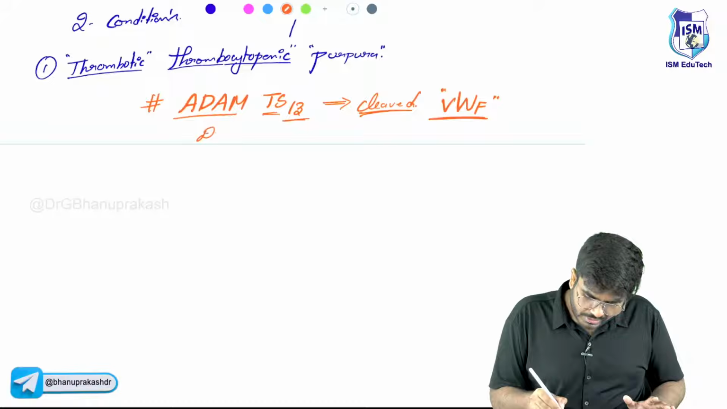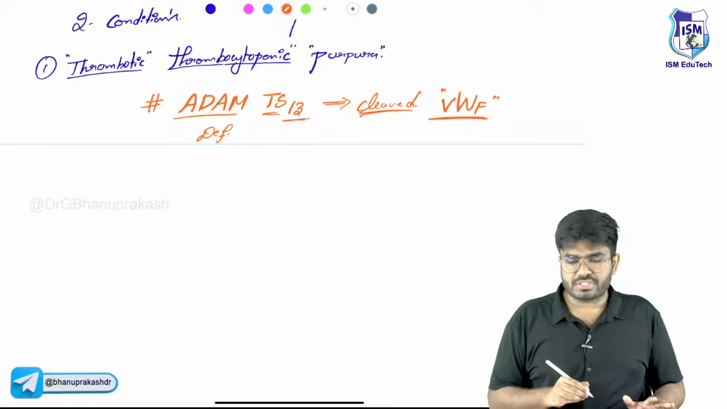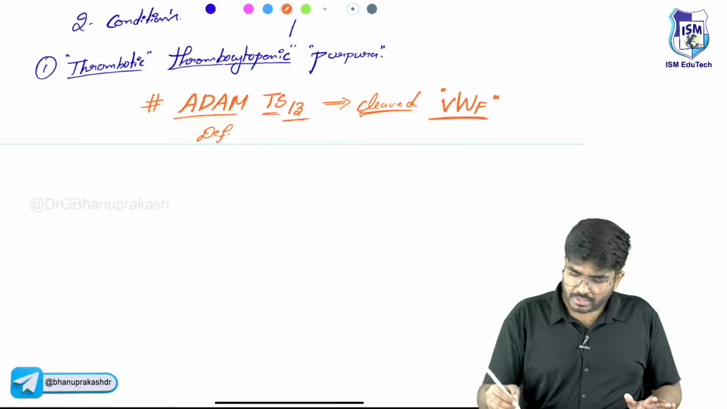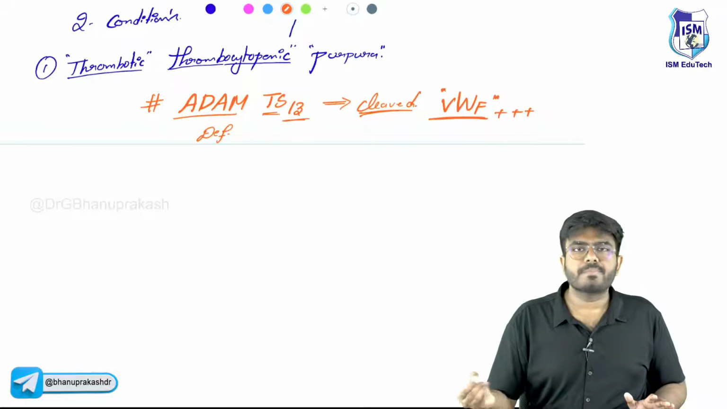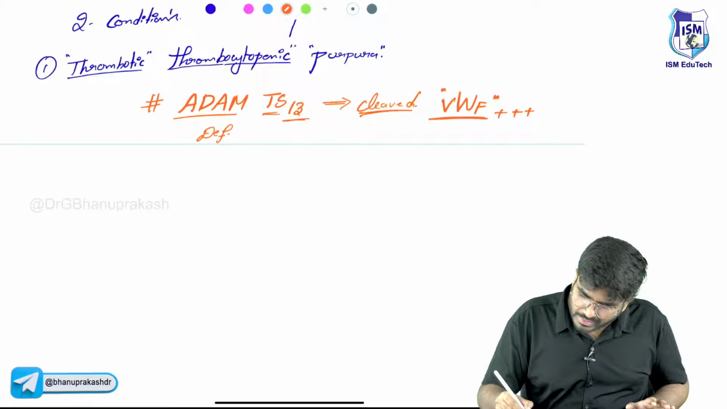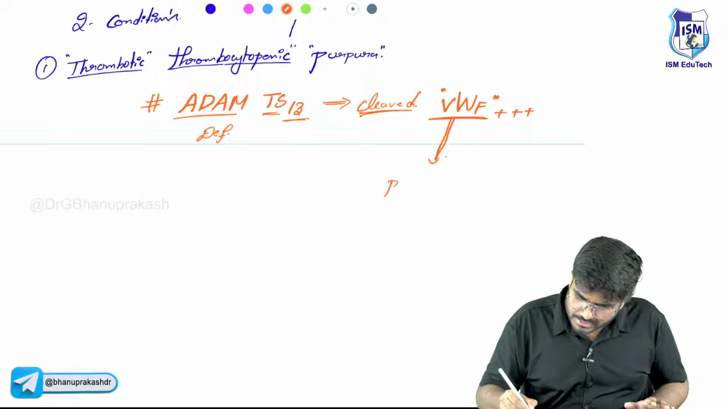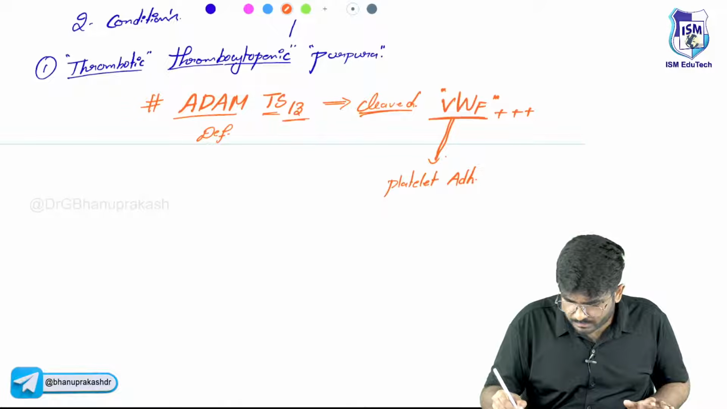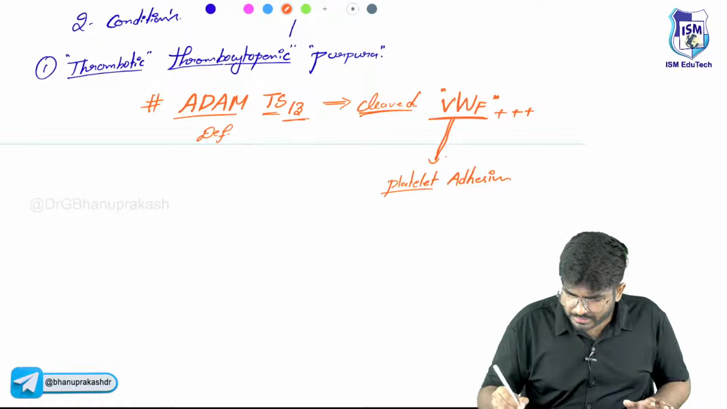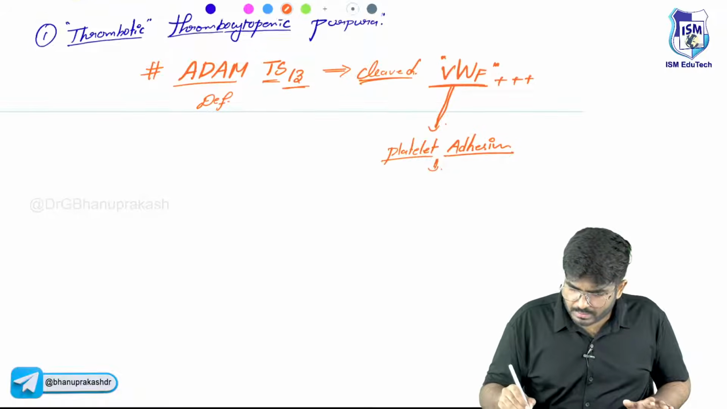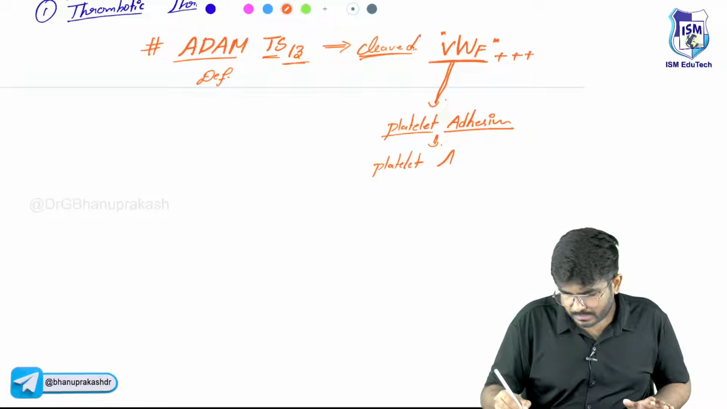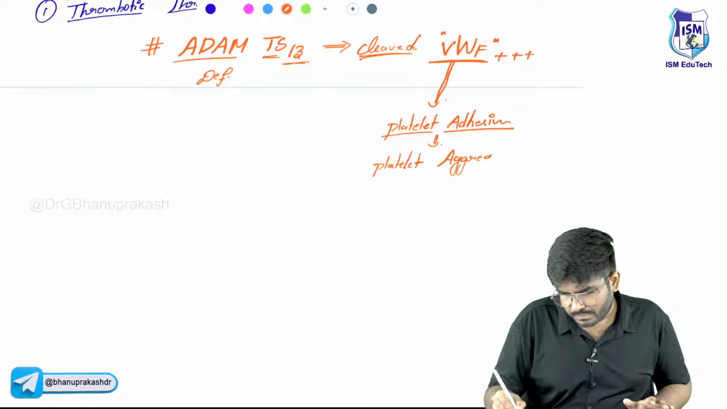Now this is deficient. Now once this is deficient, what is this von Willebrand factor going to do? The von Willebrand factor is going to be continuously activated. It's continuously going to be there. Now this von Willebrand factor is going to cause what? Platelet adhesion. And that platelet adhesion is going to trigger platelet aggregation.